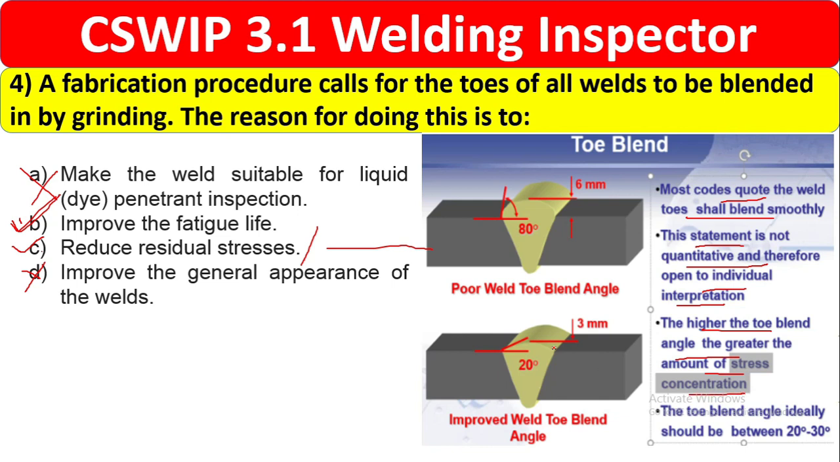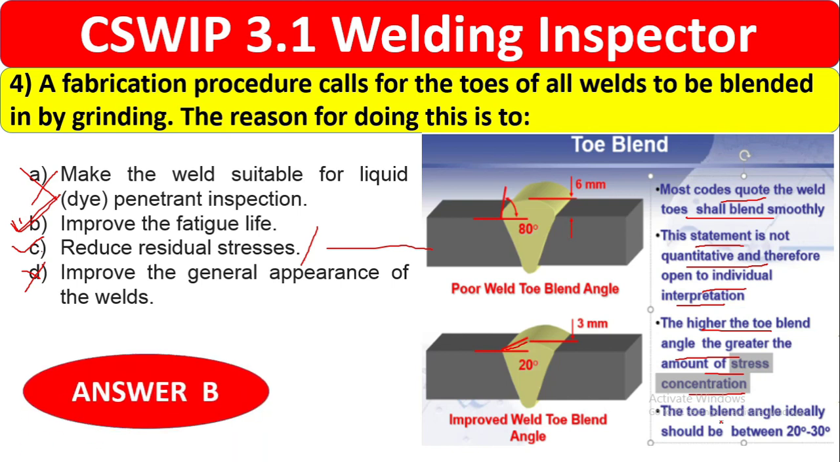So I already told you, the higher angle means stress concentration is more. If the angle is lower, the stress concentration is low. Low stress concentration means improved fatigue life. The toe blend angle ideally should be between 20 to 30°. So the answer is option B.